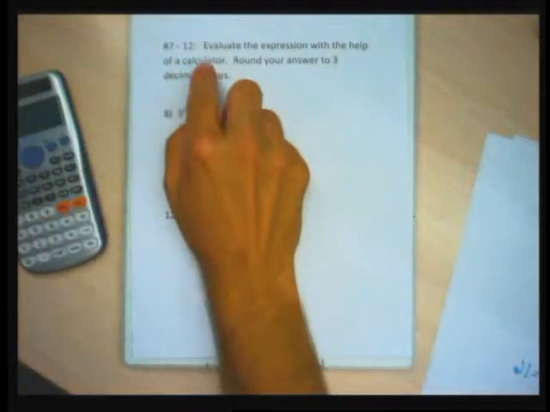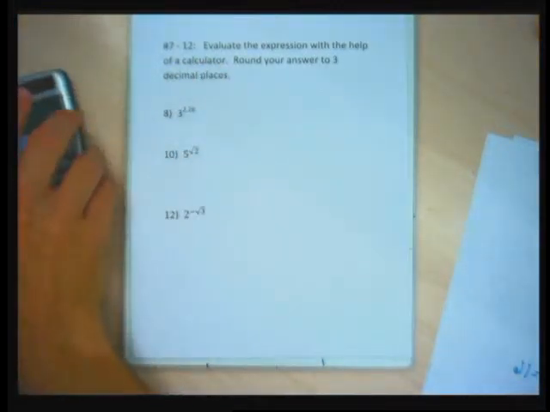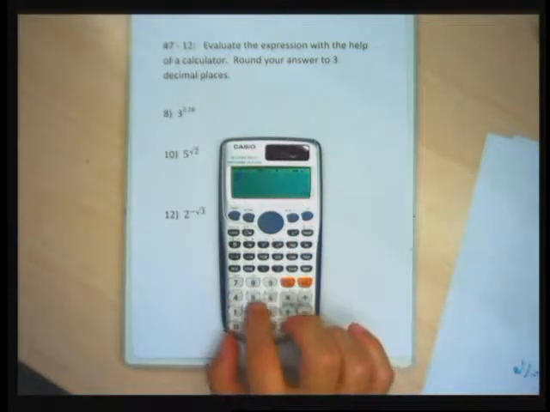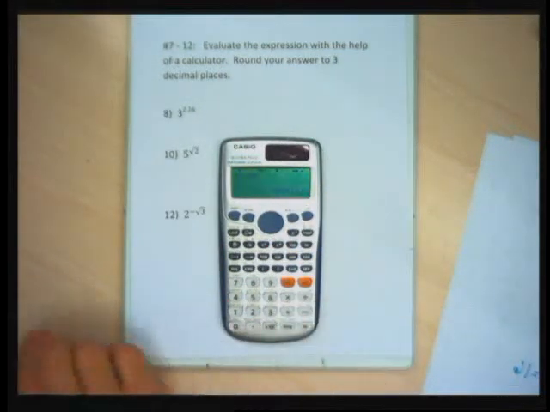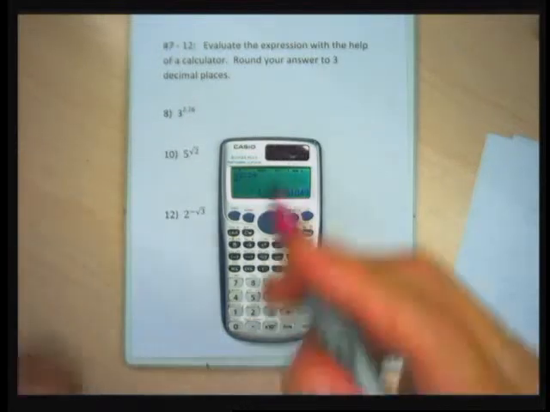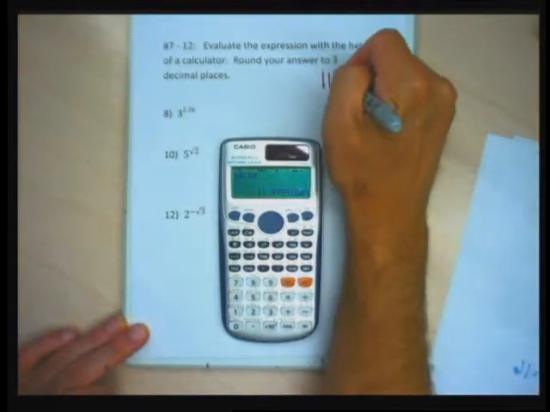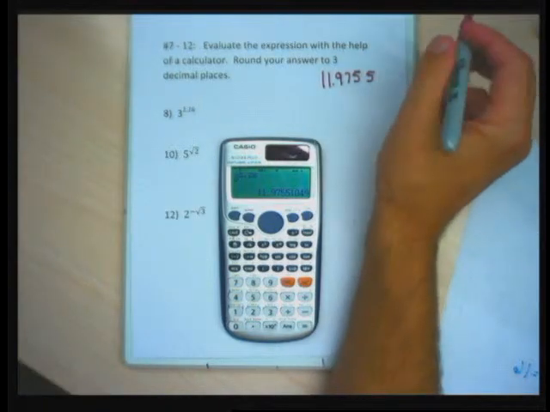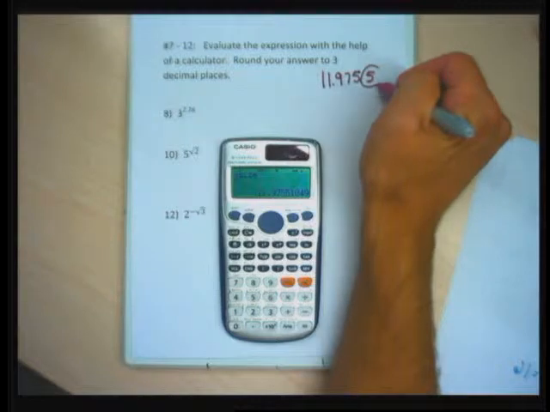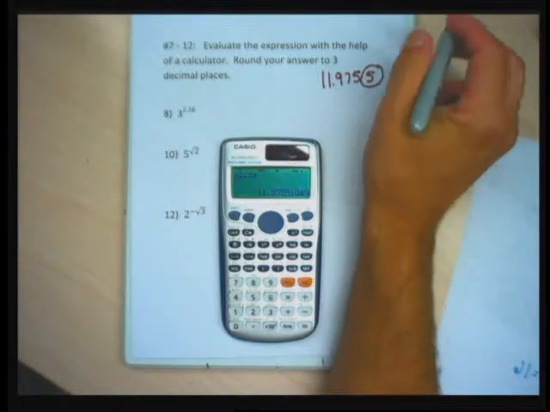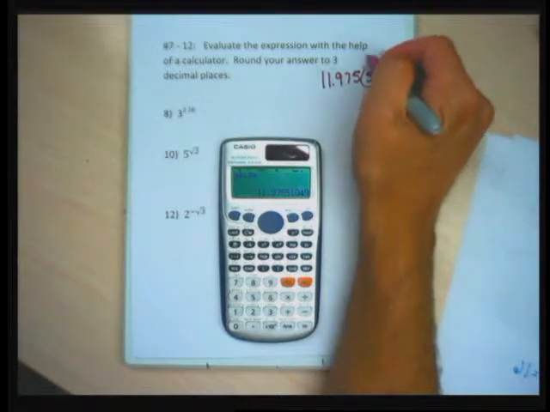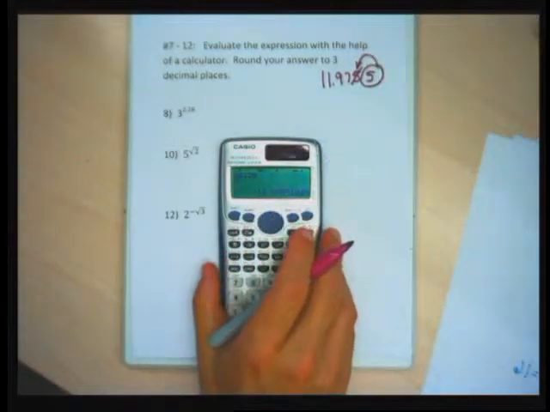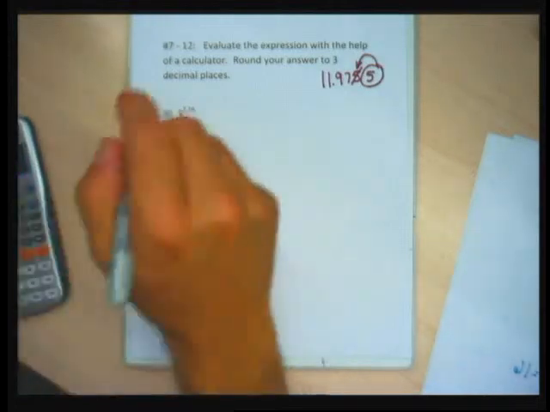So my instruction says use your calculator and round to 3 decimals, so I know all of these are going to have lovely decimals. First one, 3 to the 2.26 power, and my calculator tells me this is 11.9755. Since I'm rounding to 3 decimal places, I need to look at the number in the 4th decimal place. The number in the 4th decimal place is 5 or larger, so I round the 3rd decimal up. So that 5 in the 3rd decimal place is going to be rounded up to a 6.